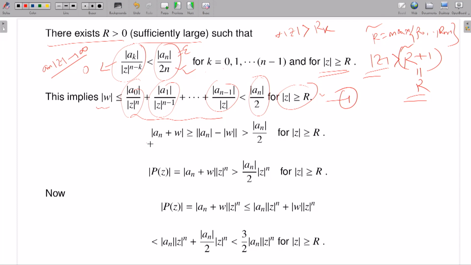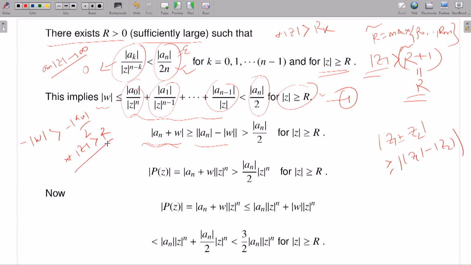For the lower bound you will have this inequality, mod a_n plus w, which is greater or equal to, like this is the one I have already explained. So either z1 plus or minus z2 you can have it. This is greater or equal to modulus of mod z1 minus mod z2. So mod a_n plus w is greater or equal to modulus of mod a_n minus mod w. Now mod w is already dominated by mod a_n by 2. So if I take the minus of mod w, which is greater than minus mod a_n by 2, and that is true for all mod z greater than r. This information together will give you mod a_n minus mod a_n by 2. So this object is half of mod a_n for all mod z greater than r.